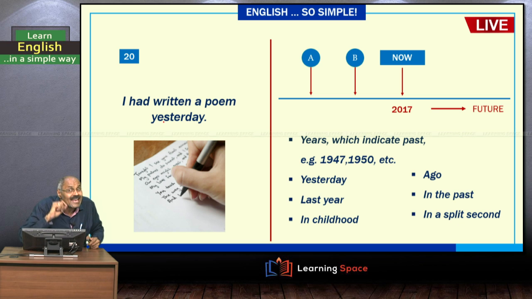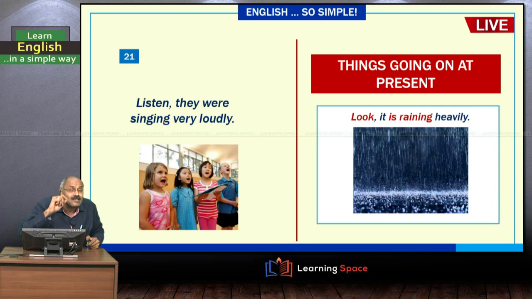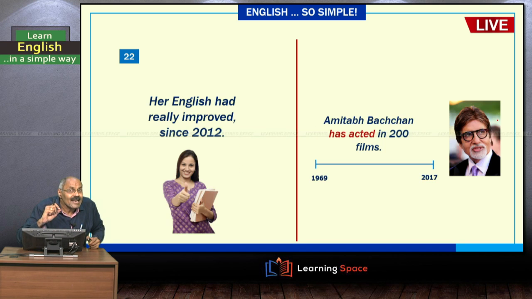When yesterday is there, it takes simple past. Next one is listen. So, we looked at so many examples. Listen, here it indicates present continuous action. Here you see, look, it is raining heavily. Similarly, listen, they are singing very loudly, right.